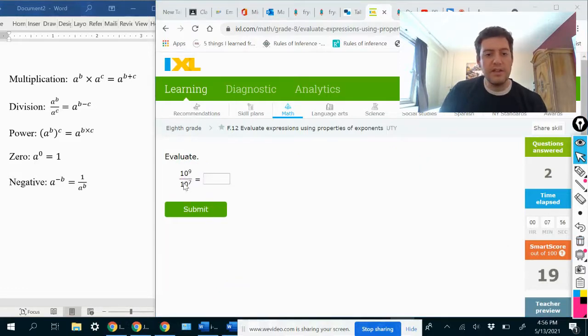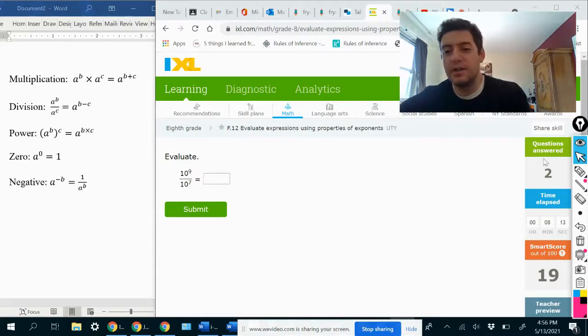Okay, 10 to the 9th divided by 10 to the 7th. Again, if I were to do 10 times 10 times 10 times 10, blah, blah, blah, 9 times in the numerator, and then 7 times in the denominator, then 7 of those 10s would cancel out, and there would just be 2 10s left over, right? Just like we did. Rewind for a few minutes, and that should make sense.